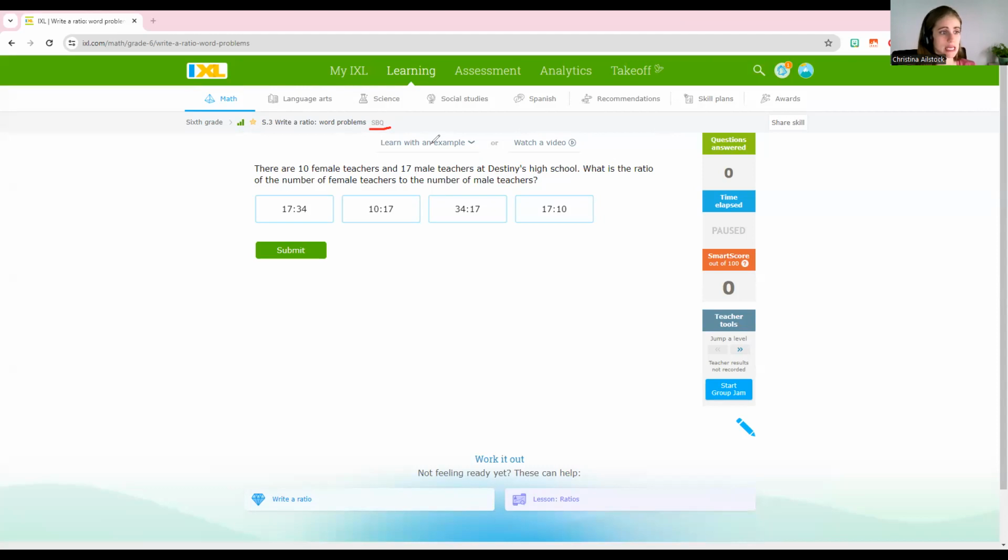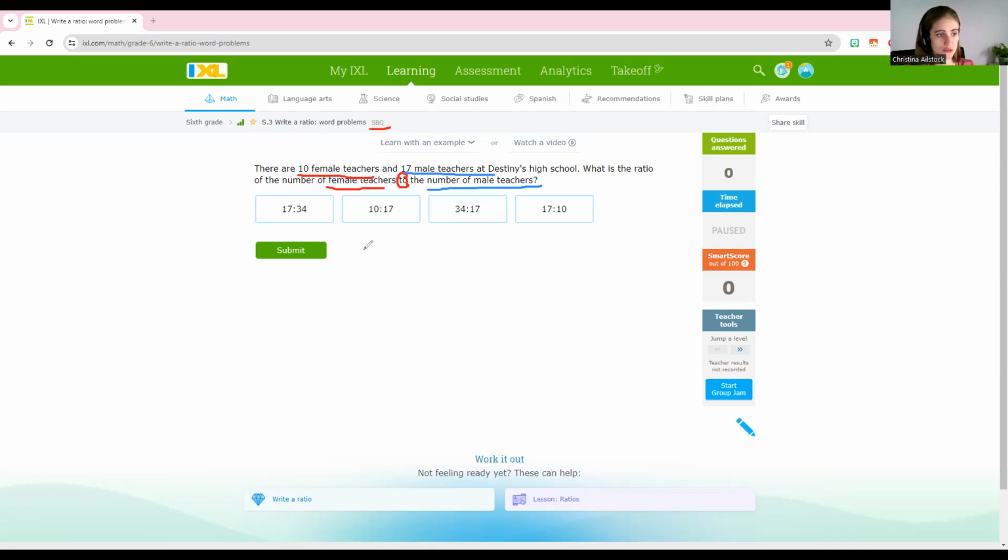There are 10 female teachers and 17 male teachers at Destiny's High School. What is the ratio of the number of female teachers to the number of male teachers? Now, when we're working with ratios, the order matters. So it is critical that we look at this question again to make sure we have the order and our numbers in the correct form. We want the ratio of female teachers to male teachers. When I reread this problem, I see that there are 10 female teachers and 17 male teachers. So I need to make sure I choose the ratio that's in the proper order.